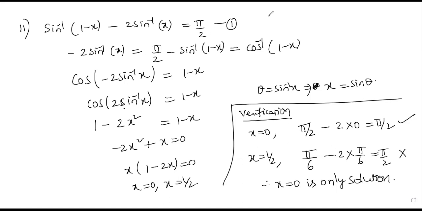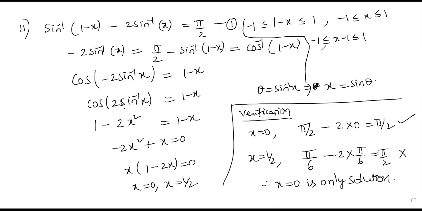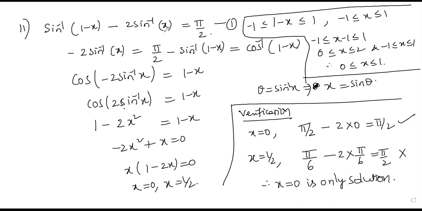Even here, if you want, you can find the domain of this equation. Here 1 minus x should lie between -1 and +1, and x must lie between -1 and +1, because sine inverse x is defined when x lies between -1 and 1. Sine inverse of 1 minus x is defined when 1 minus x lies between -1 and 1. If you multiply by minus, it still lies between -1 and 1. Adding 1, you'll get 0 less than or equal to x less than or equal to 2. So the common domain is 0 to 1. That means this equation is meaningful when x lies between 0 and 1. And we have to find the particular value of x satisfying the given equation, and we got that the solution is x is equal to 0.